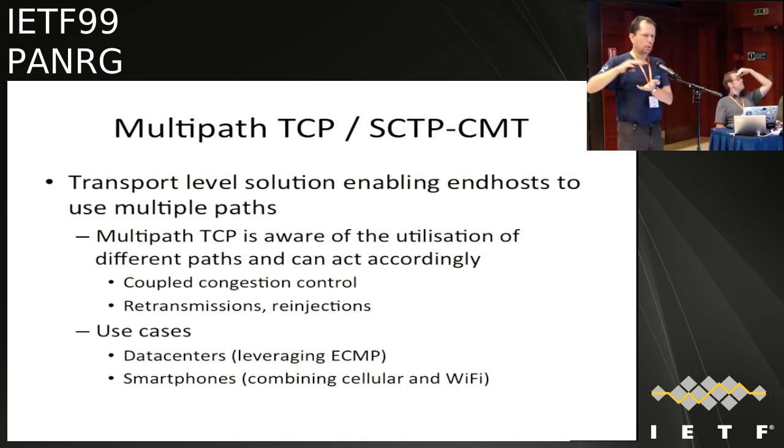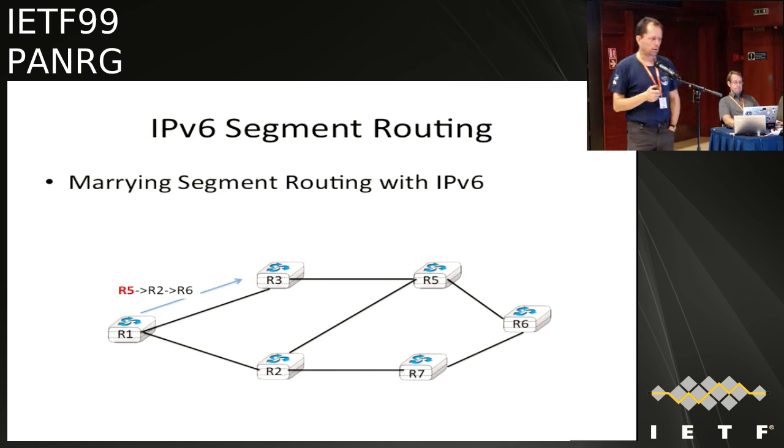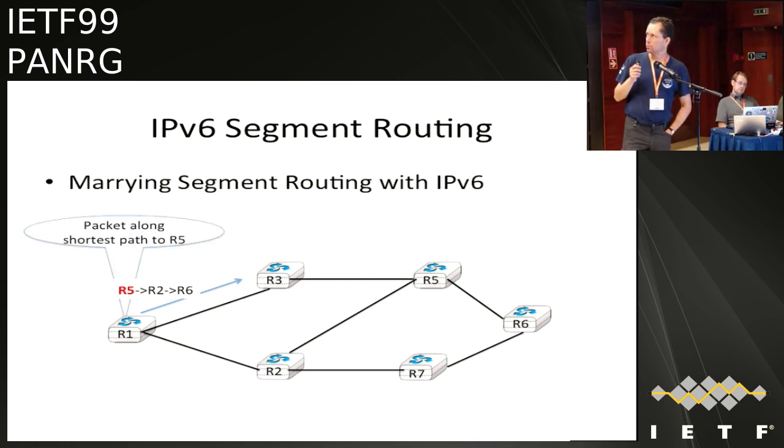If you have a solution below that hides the availability of the different paths, then the transport protocol cannot react correctly. The last solution being discussed is IPv6 segment routing. That's the marriage between segment routing and IPv6. So basically, this is the return of source routing in IPv6, hopefully by solving the security issue. That's standard source routing operation.